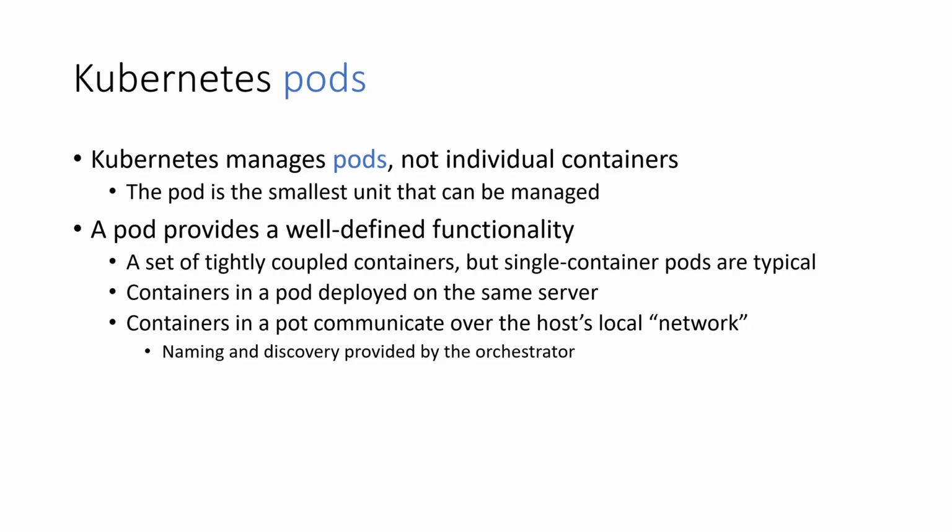Although a pod can have multiple containers, it's very common for pods to have a single container, like a web server. When Kubernetes decides to deploy a pod, it's going to place all containers of that pod in the same server. And the containers in the pod will communicate over the host's local network. So communication between containers in the same pod will not go over the network wires. It will remain inside the server that's running the containers for that pod. And the communication between the containers, remember, is eased by the naming and discovery service provided by the orchestrator. So a container can just call or access the other container by name.